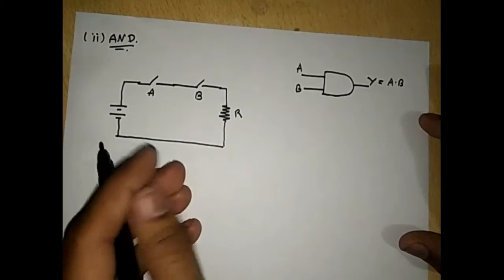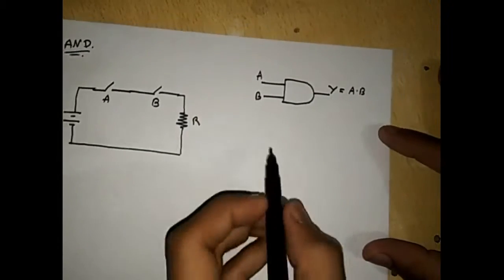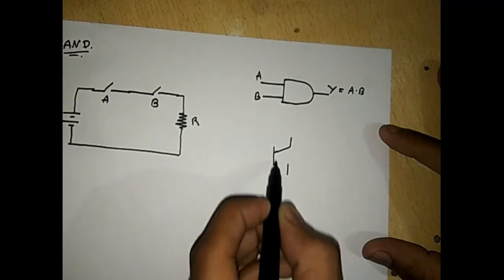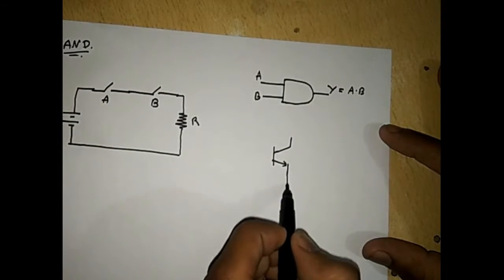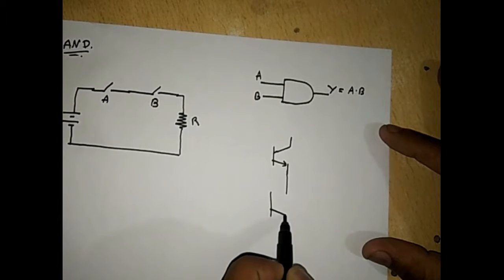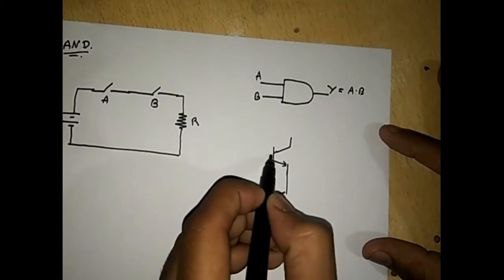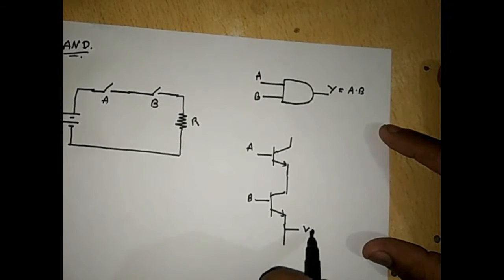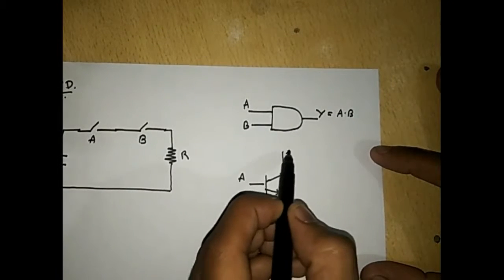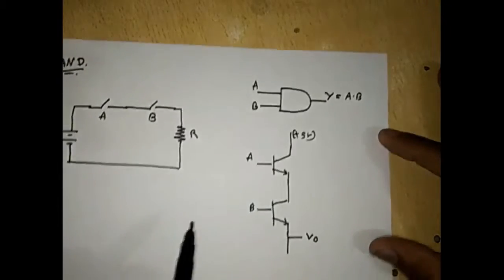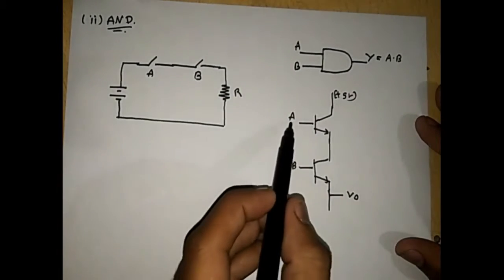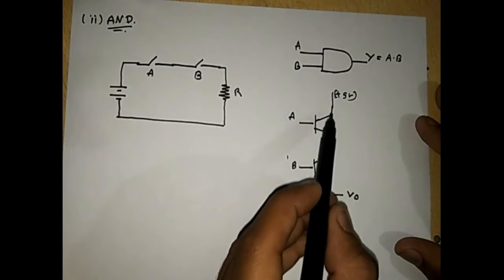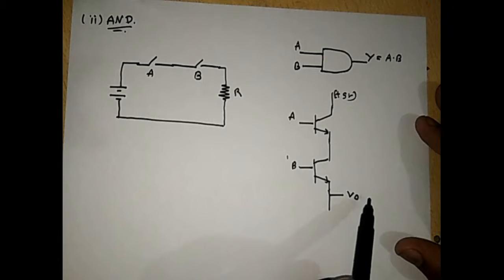And for the transistor view, we can represent it by two transistors connected in this format. This is our A, this is our B, and we are taking the output from V naught here, and here we have the plus 5 volt input. So if A and B both are on, then the input voltage will appear at our output voltage.